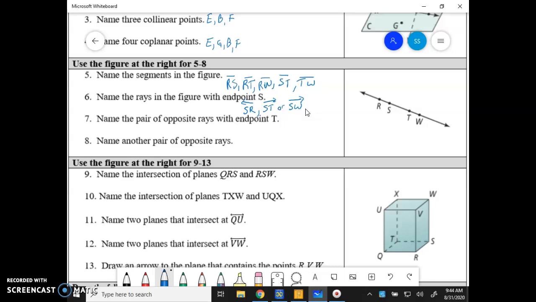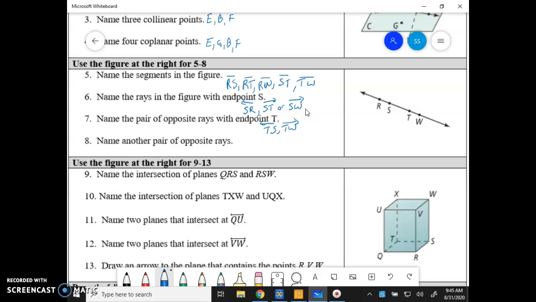All right. Number 7, name the pair of opposite rays with the endpoint T. All right. So opposite rays mean they have to connect and make a line. Okay. So we could say TS or TR, doesn't really matter. TS going this way, and then TW going the other way. And when they connect, they make a line.